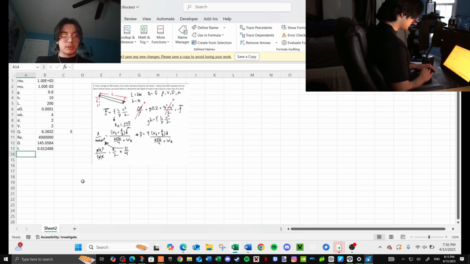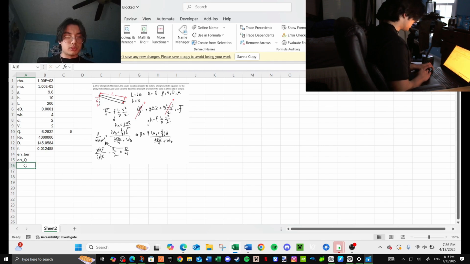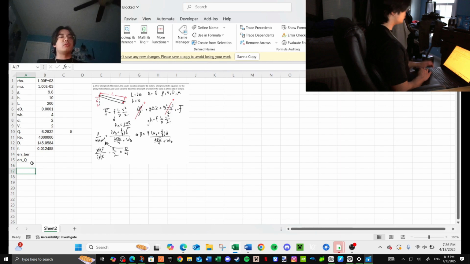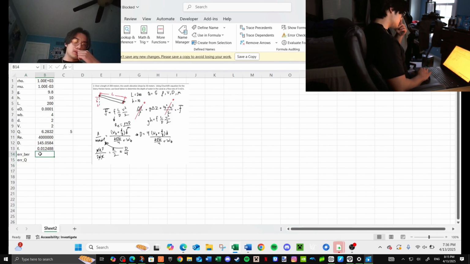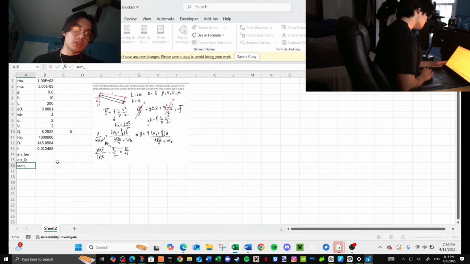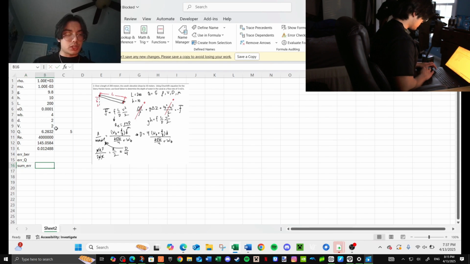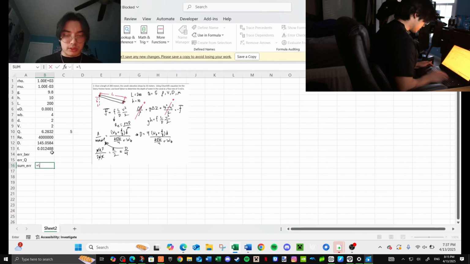And so we also need to calculate the error of the Bernoulli's equation and the error of the mass flow rate. And so we can't solve for 2 of these errors, but if we solve for the sum of them, we will be able to set the solver to set this sum of these 2 errors equal to 0 by changing the velocity and the depth. So that is how we're going to go about this.